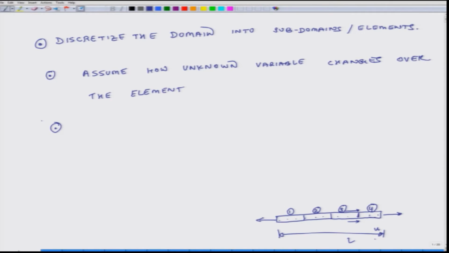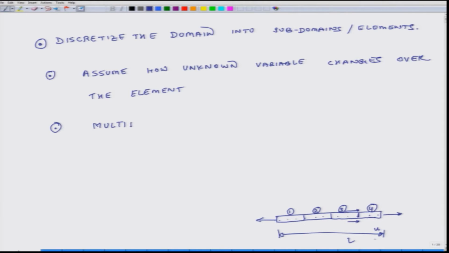The third step is that we find out the error in the differential equation once we make this assumption, and we multiply this error by a weight function and integrate it over the domain. I will explain that later. First let me just write it.